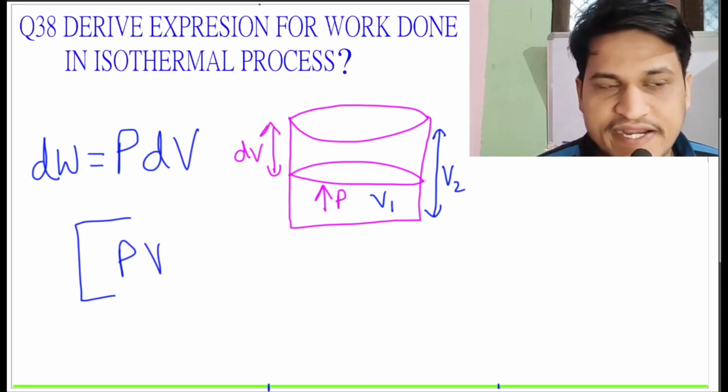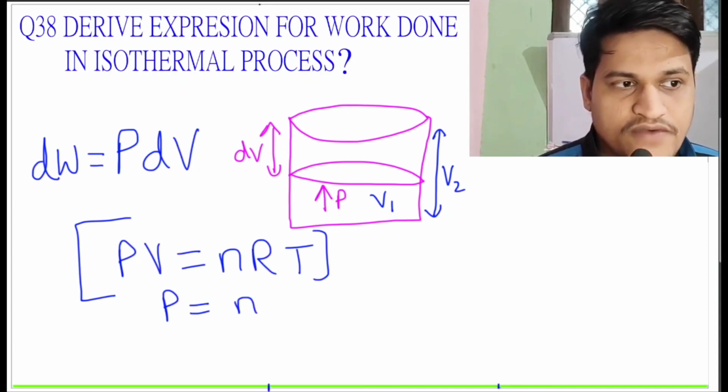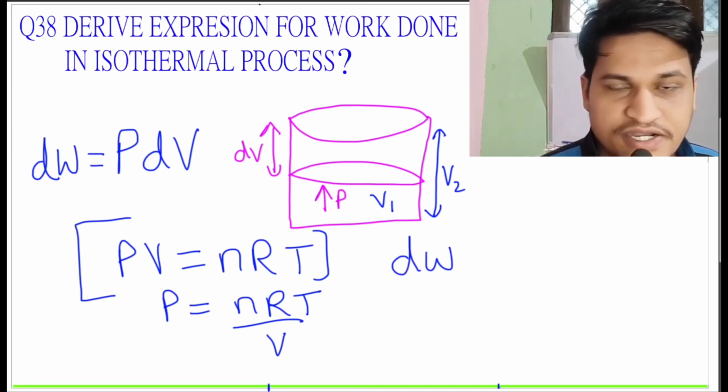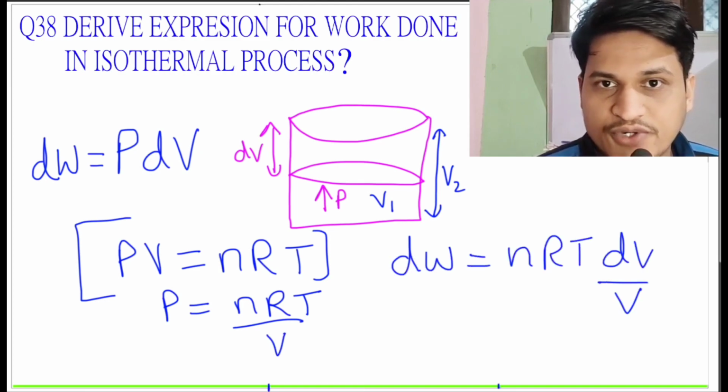And we know the ideal gas equation PV equals nRT. From here we will find the value of P. The P value is nRT by V, and we will put this value of P in dW. So dW equals nRT by V into dV.